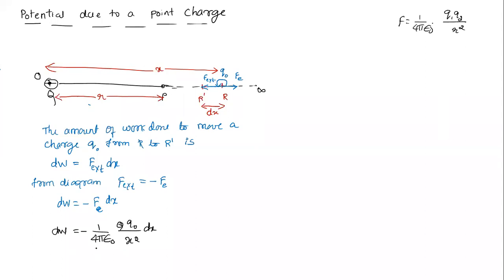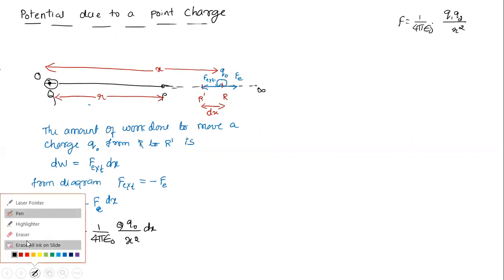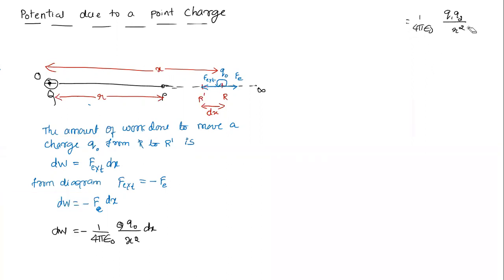Now I need to find the total work done. We need to find it to move from infinity to the point P. Let me erase this formula here, it is not required.